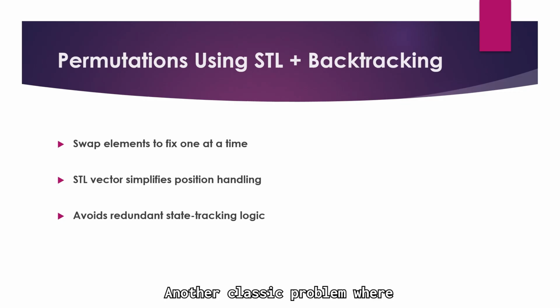Another classic problem where backtracking shines is permutation generation. In this case, we need to generate all possible arrangements of a set of elements. We start by fixing one element in the current position and then recursively generate permutations for the remaining elements. STL vector helps us manage these arrangements in place, and backtracking ensures that once we explore one permutation, we revert any changes and explore other options. This is a great example of how STL can make recursive algorithms both simple and efficient.